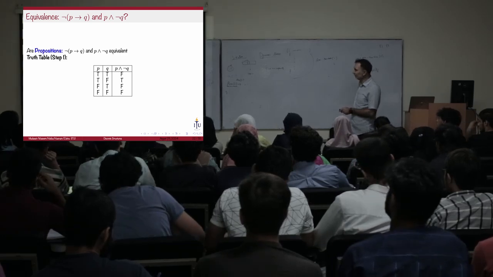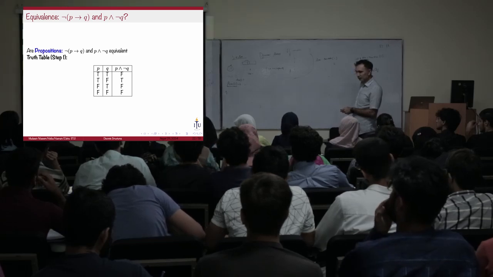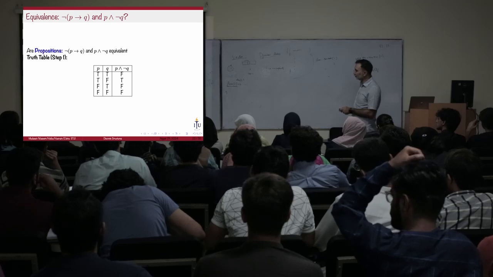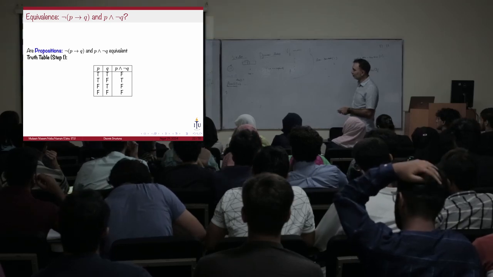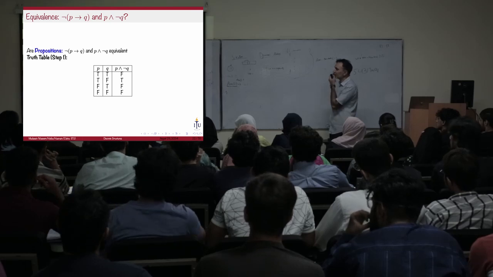If you look carefully, this is exactly the negation of if P then Q. Okay, P then Q was only false here. Everywhere else, this was true. Okay, so these two statements are equivalent because their truth tables are the same.